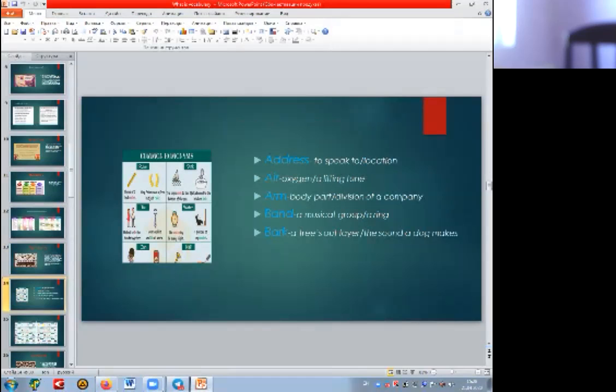For example, address, address, air, air, arm, arm. Address, the first one is to speak to somebody, a person, and address in a noun form means location. Where do you live? And air, the first meaning is an element in the Mendeleev system, oxygen, and air, a little lighting too. And arm, the first meaning, part of the body, and arm, division of a company. And band, a musical group, the first one is, and band, the next meaning is ring.